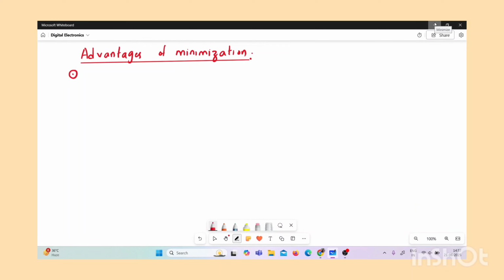Hi students. So today we'll see what are the advantages of minimization. Why are we minimizing the logical expression? The first and most important reason is the number of logic gates. The number of logic gates will decrease.